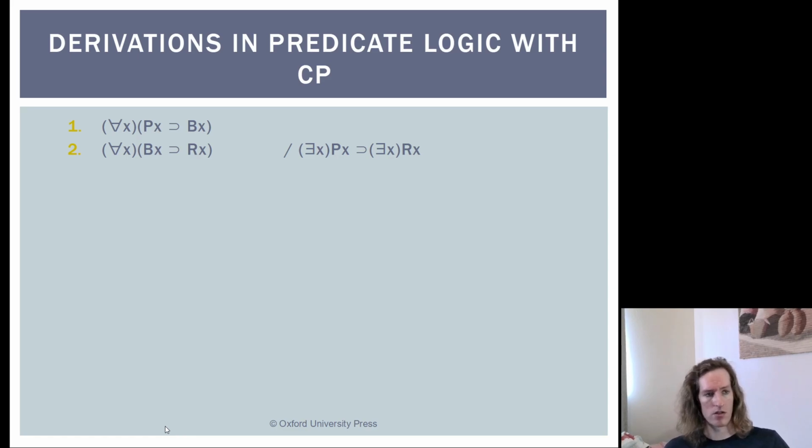All right, so let's do some examples. Here, our first premise is for all x's, if Px, then Bx. And our second premise is for all x's, if Bx, then Rx. And the conclusion that we want to show is if there is at least one thing Px, then there is at least one thing Rx.